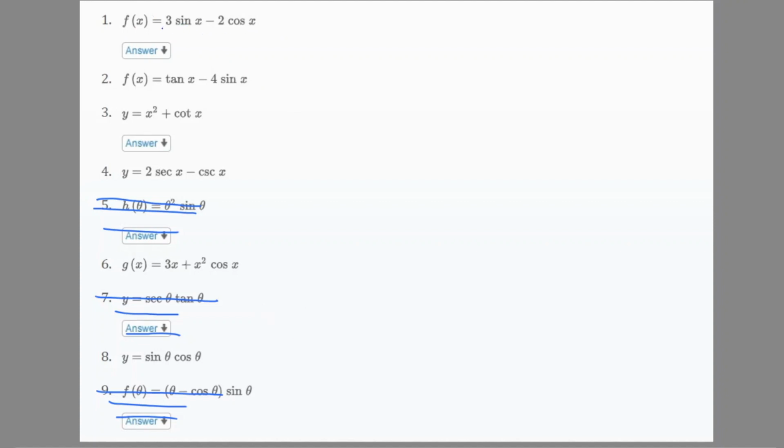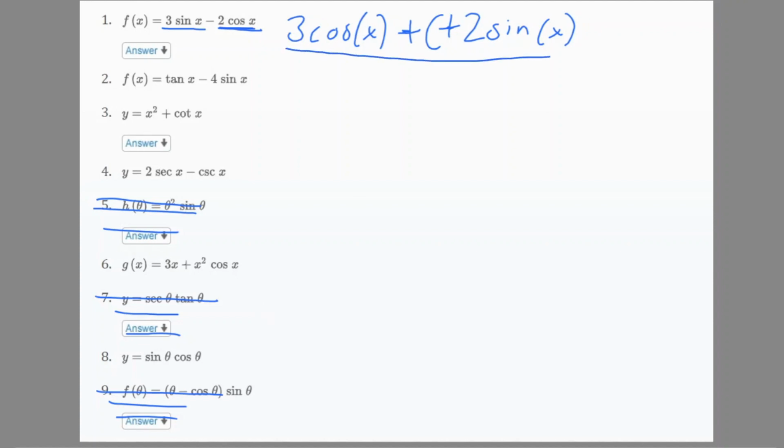For this, we'll just find the derivative of these independently, where 3 sine of x will just give us 3 cosine of x, minus 2 cosine x, whose derivative is negative 2 sine of x. So that'll be 3 cosine x minus negative 2 sine of x, which, two negatives make a positive, so 3 cosine x plus 2 sine of x would be your final answer.